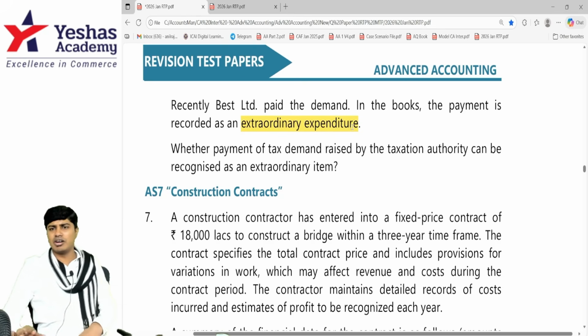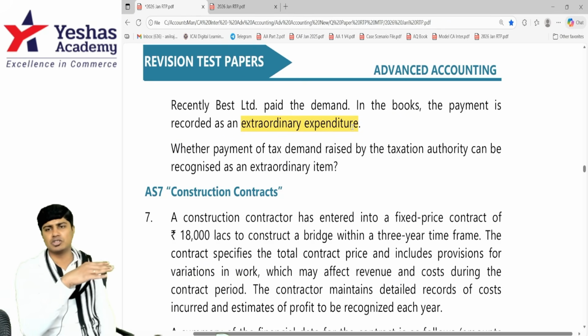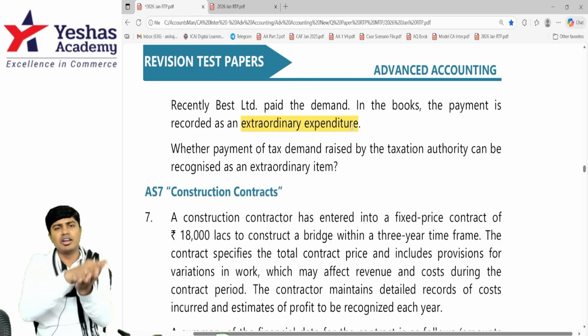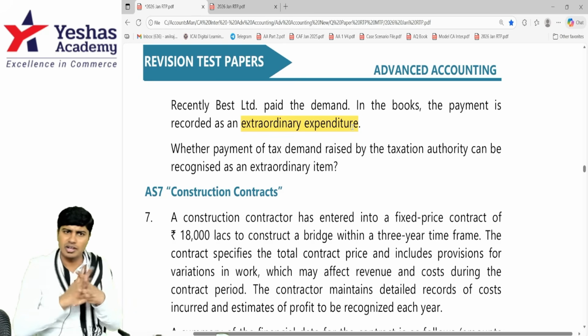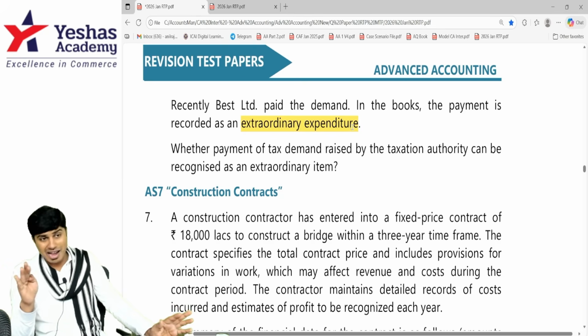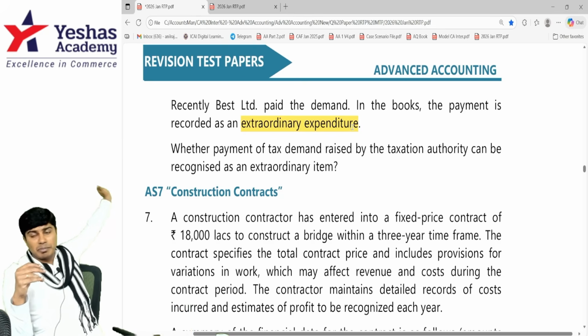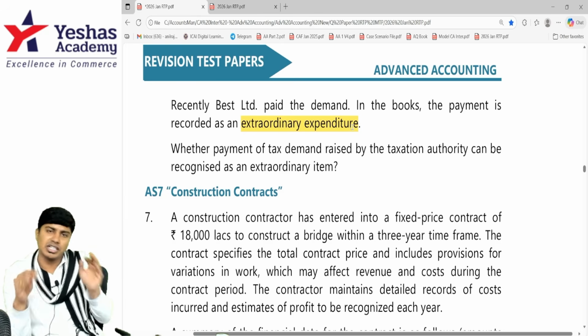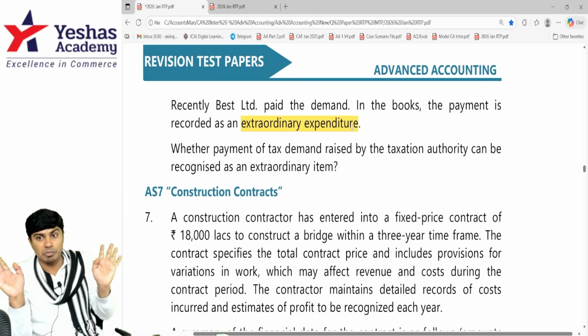Paying tax is not an extraordinary expenditure. Paying tax is part and parcel of the business. Any activity which happens as a part of the business or in furtherance of the business or alongside of the business is ordinary. It is not extraordinary. On last year's GST non-payment, if they send a notice and you end up paying this year, still it is ordinary. It is not even a prior period item.